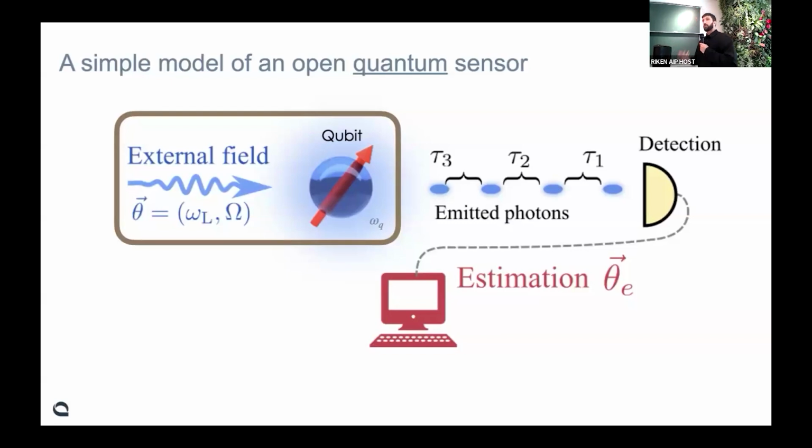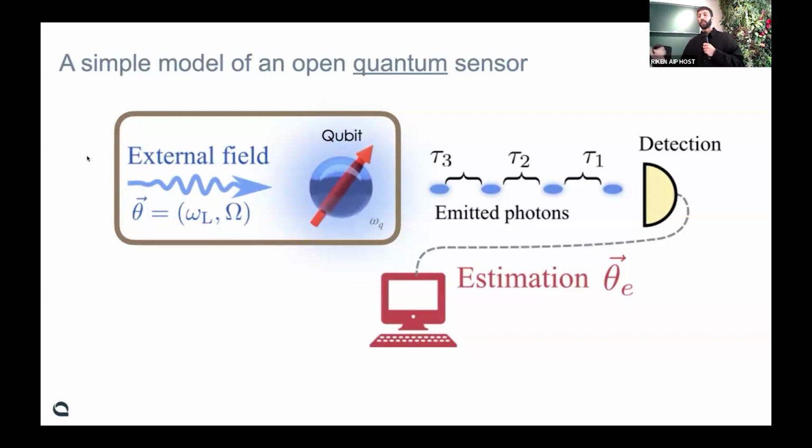So let me give you an introduction about the quantum system that I am considering, because this might be new to most of you. The model of an open quantum sensor, in just a few pictures, is that we take a quantum system, here represented by a qubit, and we know that this qubit is interacting with an environment that we want to measure.